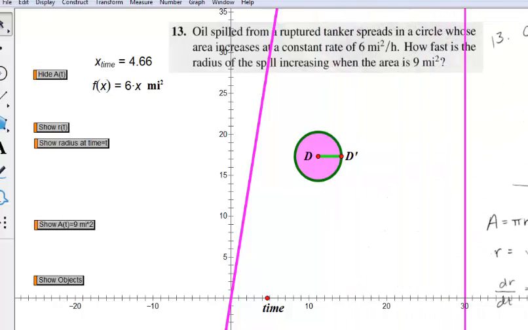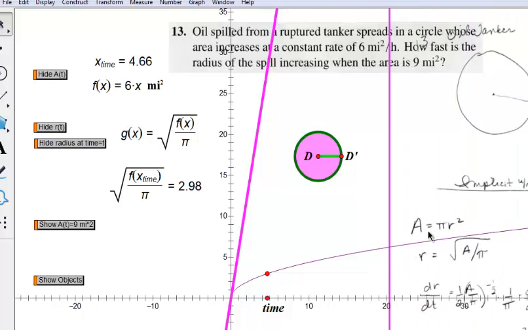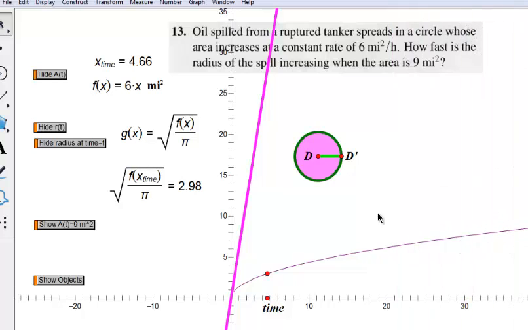So what I'm going to do here is show you r. We said r is the square root of A over pi. So that's right here. This was our f of x is 6 times x. So it's the square root of 6 times x, divided by pi. This describes, for every moment t, what the radius of this circle is. That's the heart of it right there. So this tells me that at this particular moment, the radius is 2.98. As I move the time, you can see this will always tell me what the radius is.